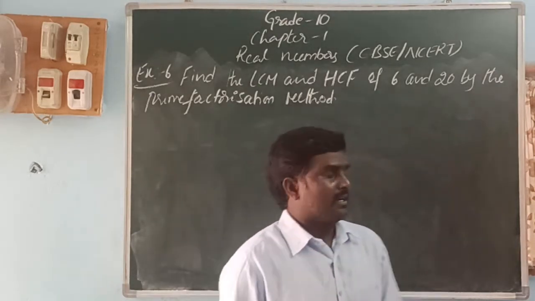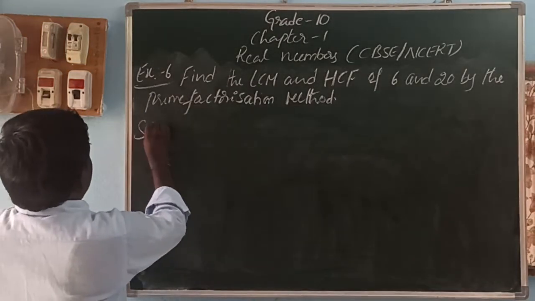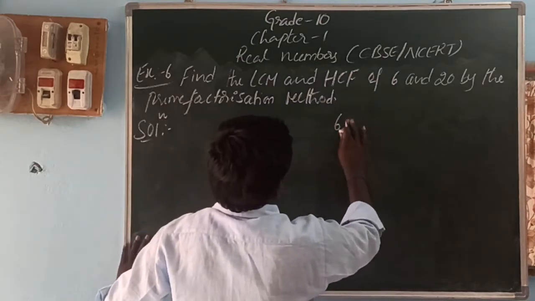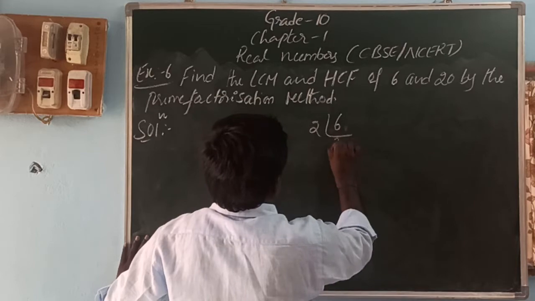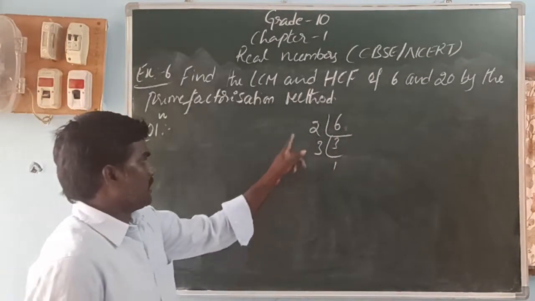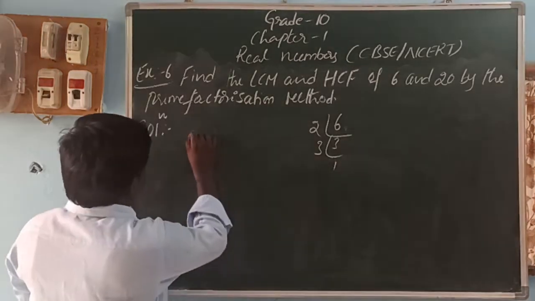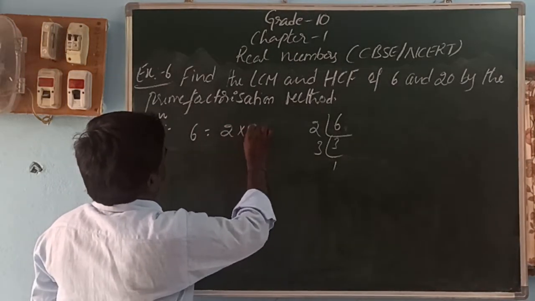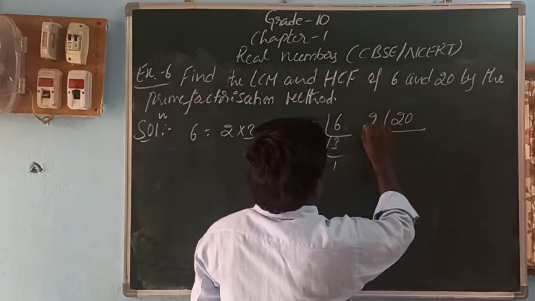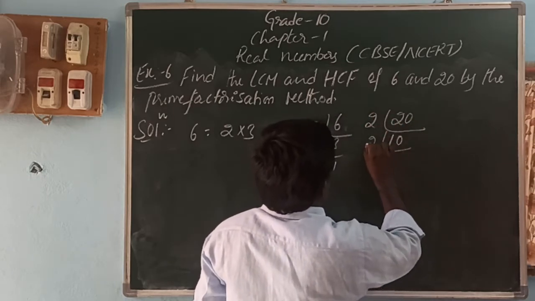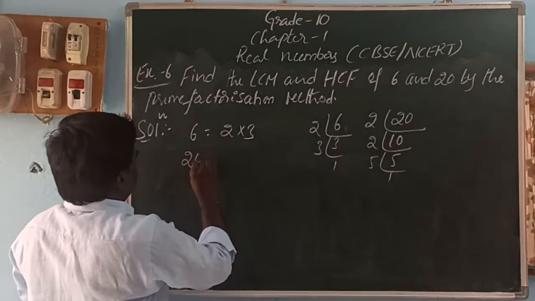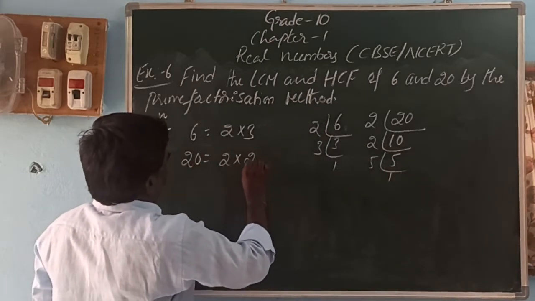Okay, so here we have 6 and 20. How can we write 6? Divide 6 by prime numbers: 2 times 3 is 6, 3 times 1 is 3. So 6 we can write as 2 into 3. Next, 20. We divide 20 by prime numbers: 2 times 10 is 20, 2 times 5 is 10, 5 times 1 is 5. So 20 we can write as 2 into 2 into 5.